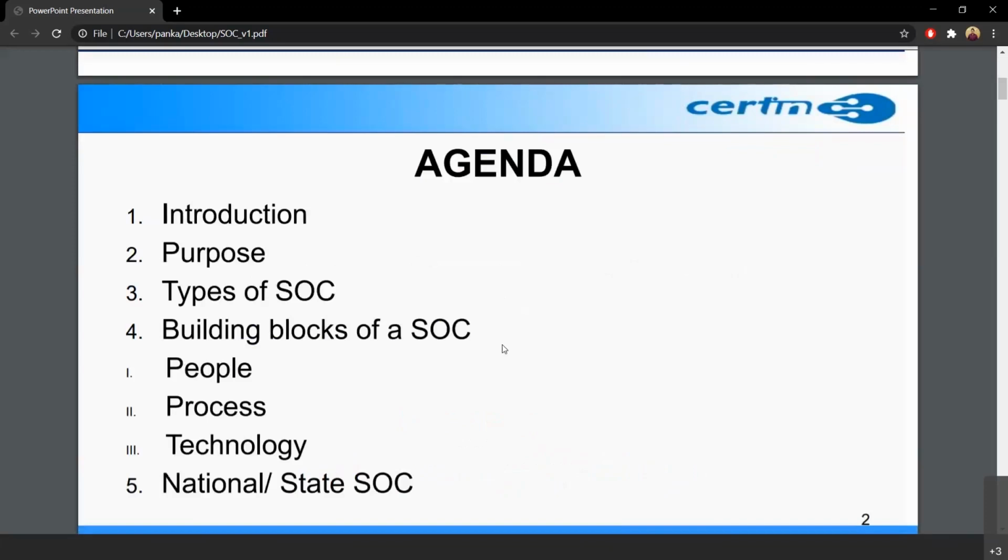So the agenda for today's discussion is we'll be discussing the purpose of a SOC, how many types of SOC there are, the building blocks of a SOC, including the people, process, and technology, and we'll discuss the national state SOC setup in India.